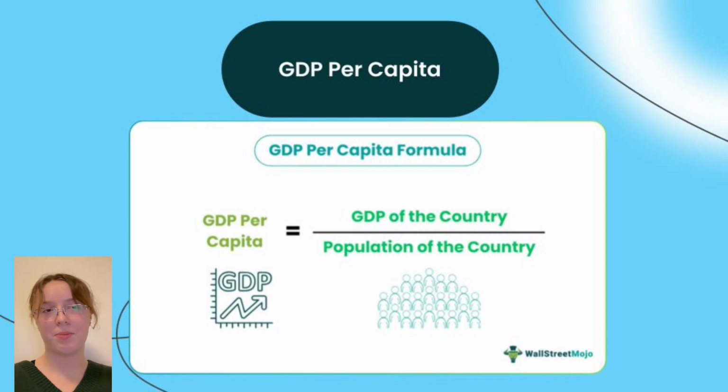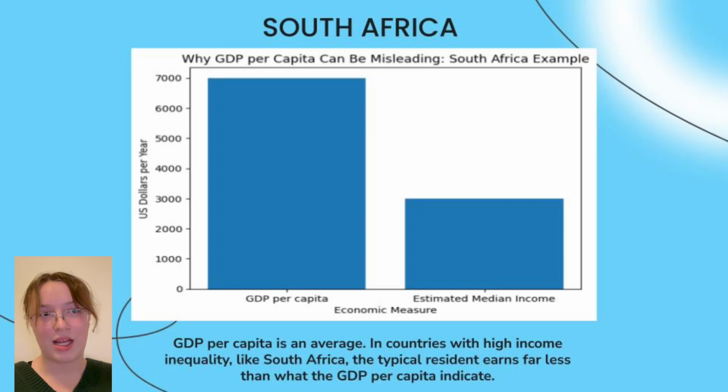Because higher GDP per capita usually means more goods and services are available, it's often used as a rough indicator of standard of living. But this is where the problems start. GDP per capita is an average, and averages don't tell us how income is actually shared among people. Let's look at real life.